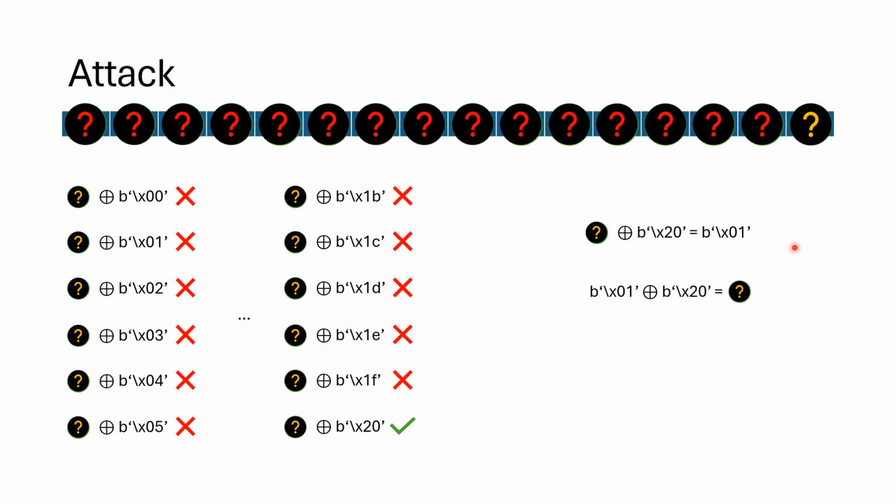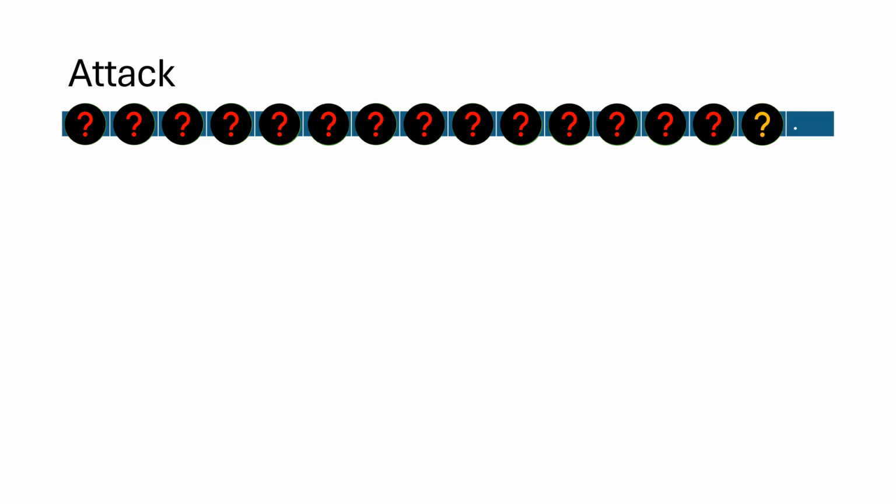And so therefore, the 1 byte padding XORed with hex 20 should give us the byte that is at our question mark value. So therefore, the last byte must be a period. So now we have the last byte.